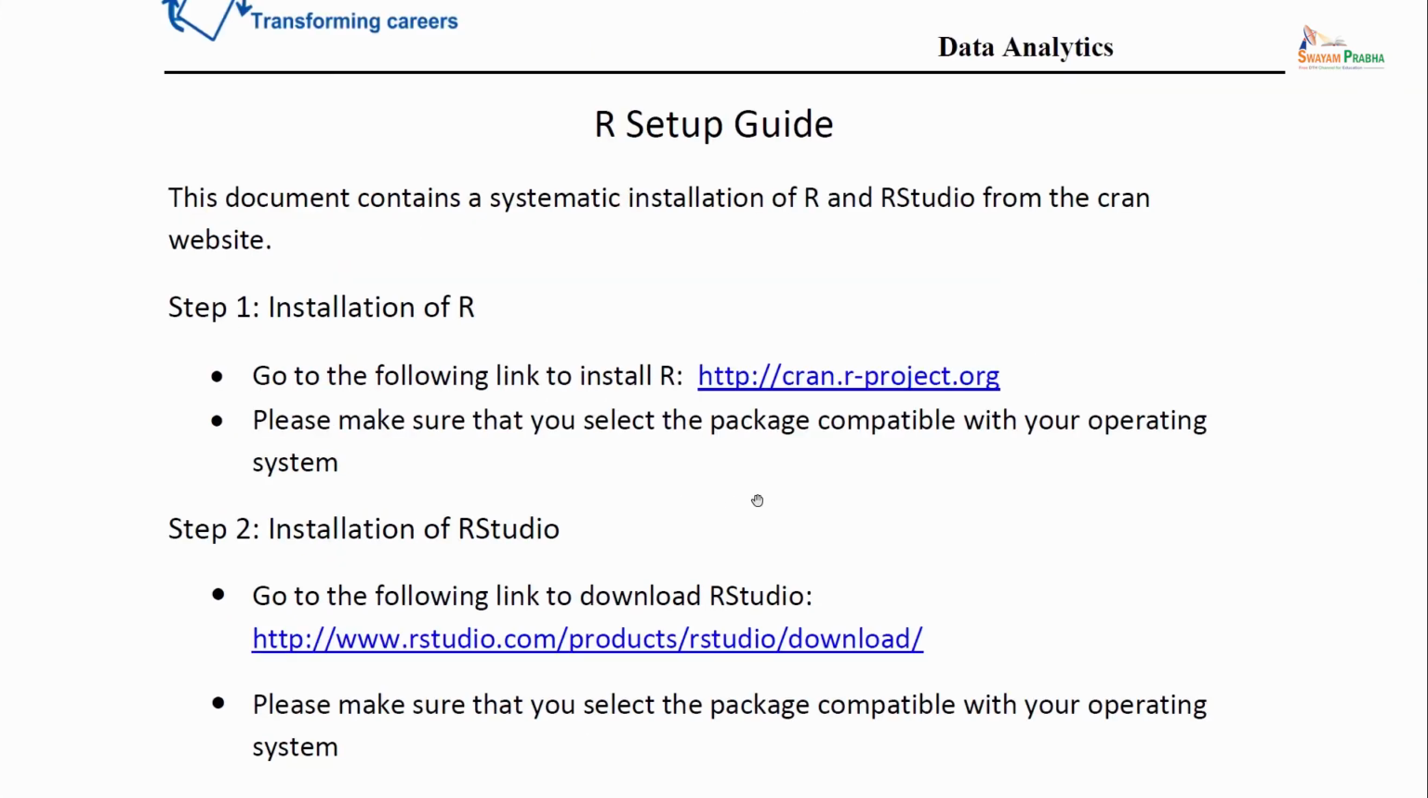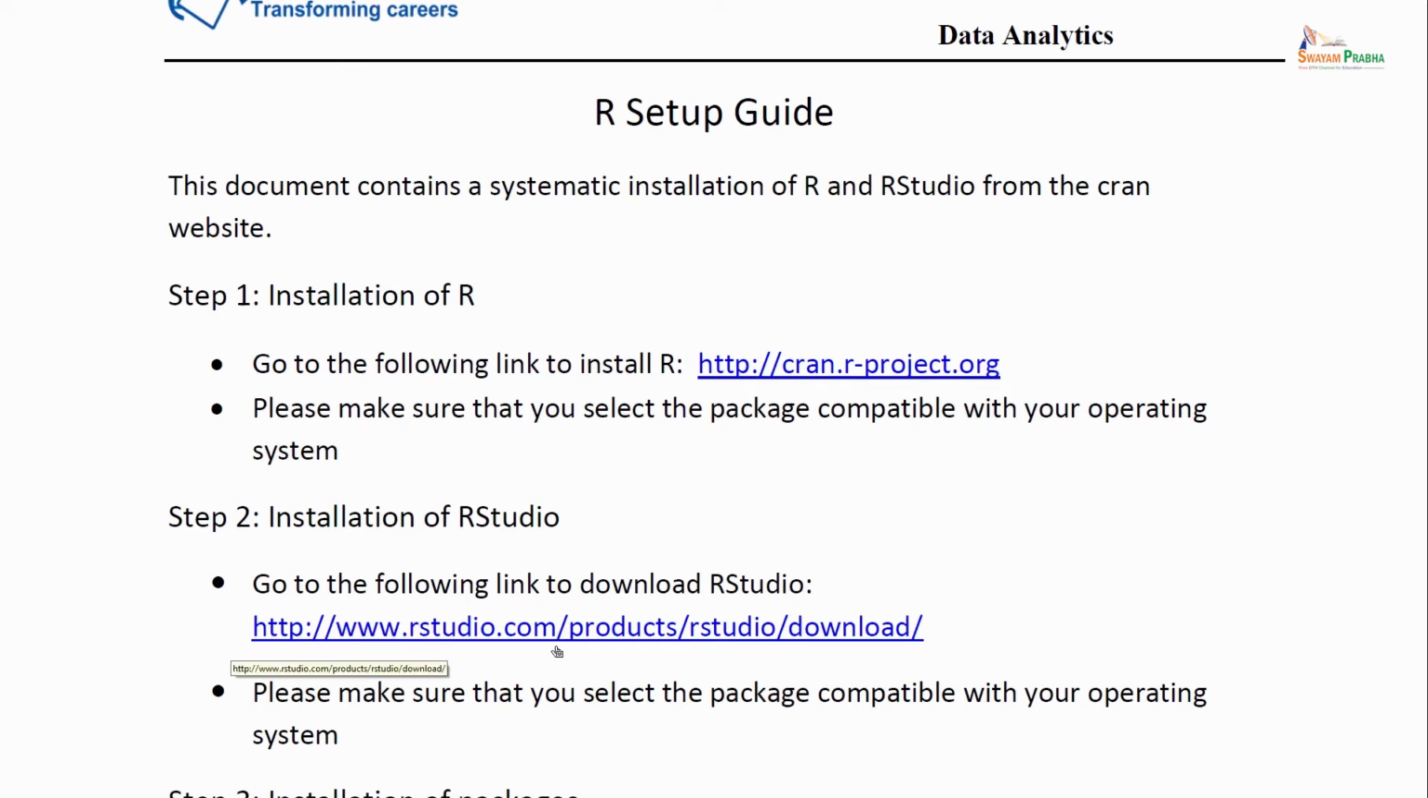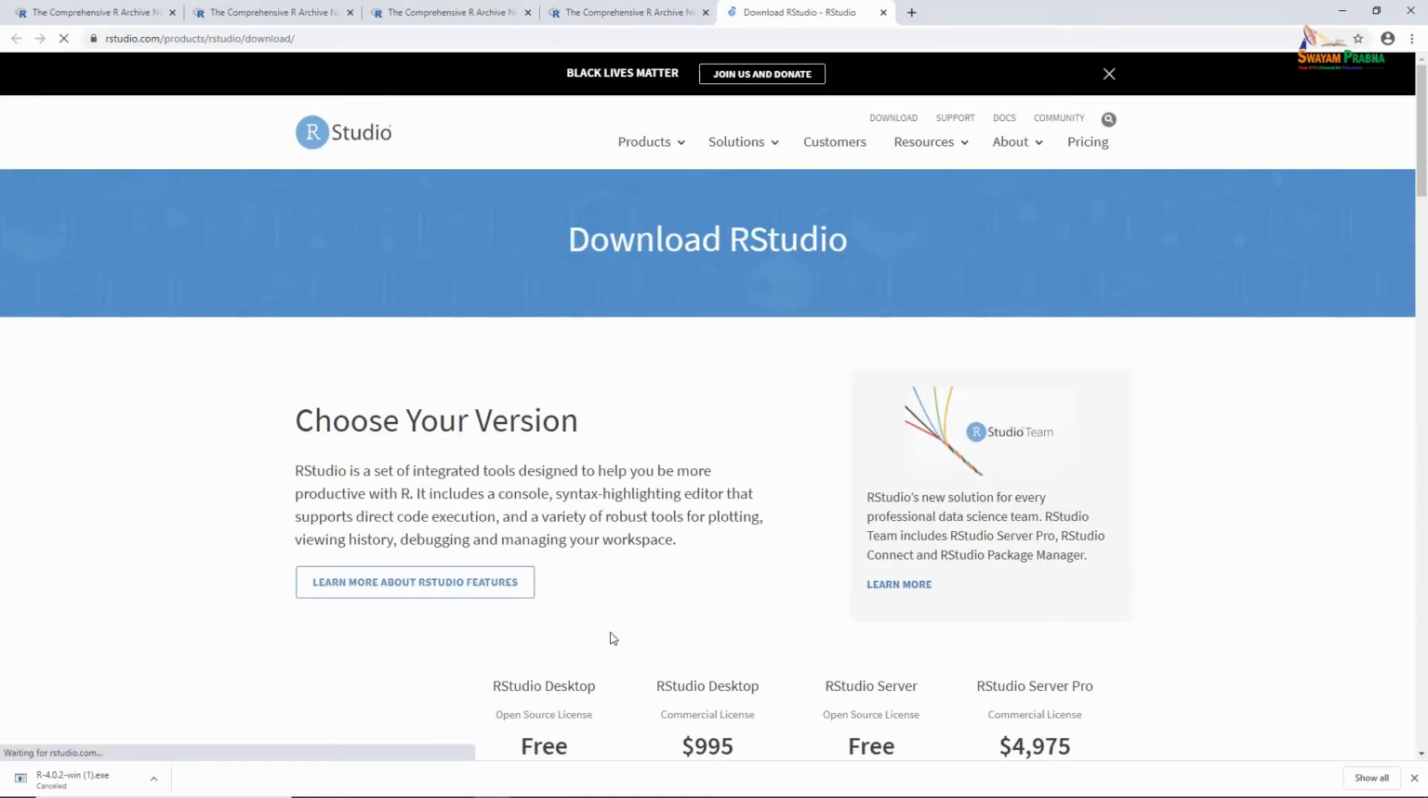The second step is installation of RStudio. To install RStudio, go to the following link. The link is rstudio.com/products/rstudio/download/. And here also you have to make sure that you select the package compatible with your operating system. By clicking on this, you'll be able to see the page to download RStudio.